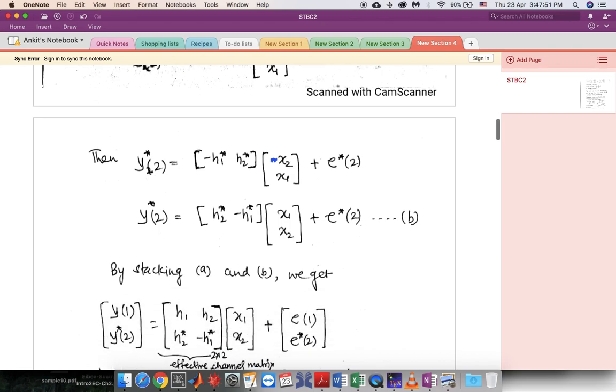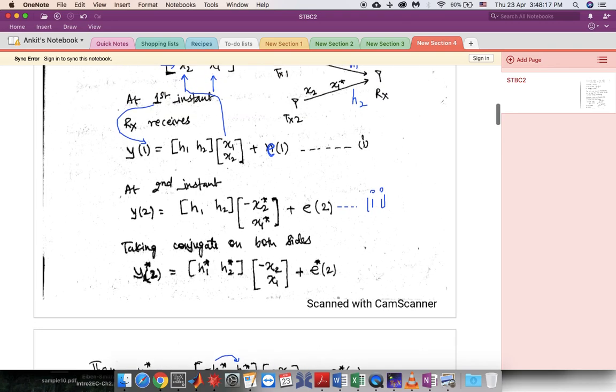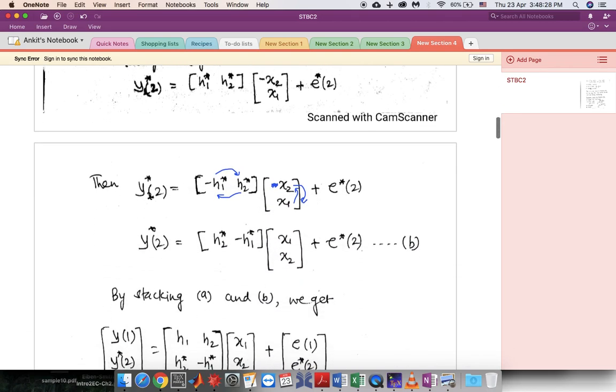Now we need to shuffle this. So as we shuffle x1 upward and x2 downward, this h1 and h2 will also shuffle, left to right, right to left, vice versa, right? So our other equation is known as B, and this will be my A equation, let's say. So this is equation A and this is equation B.